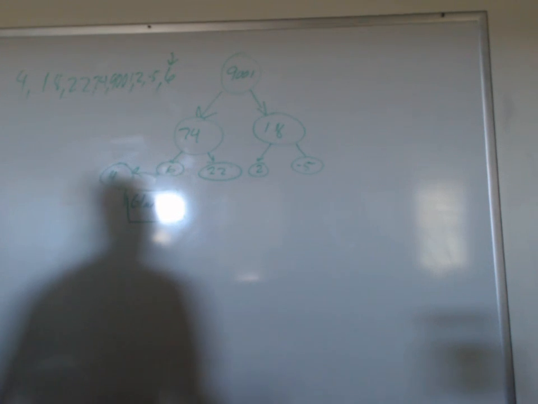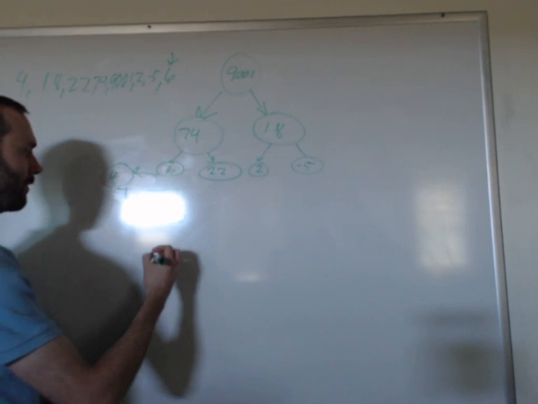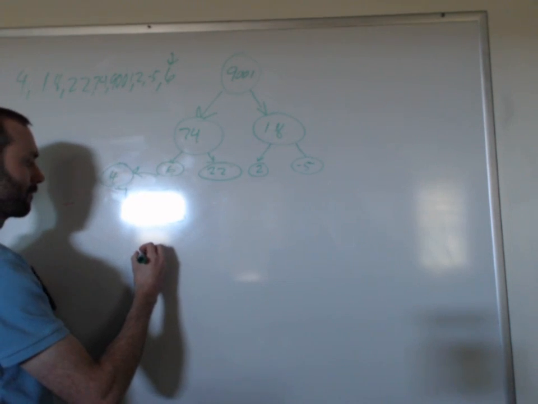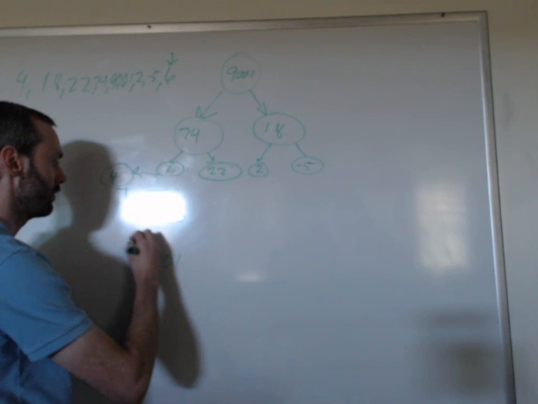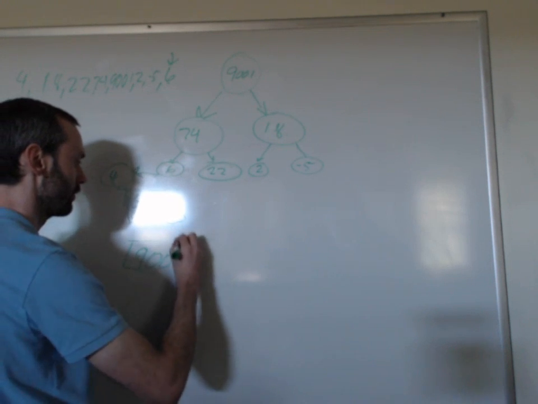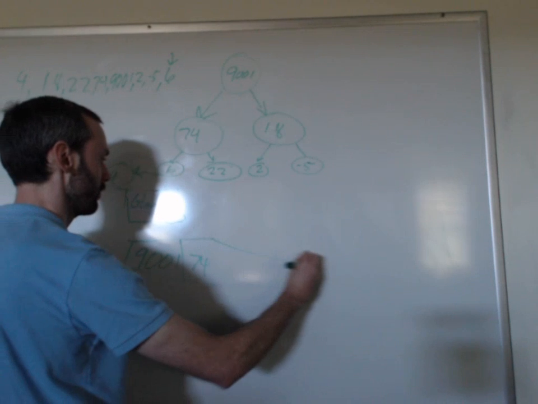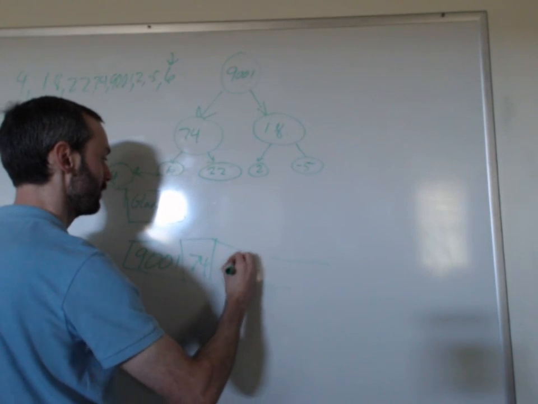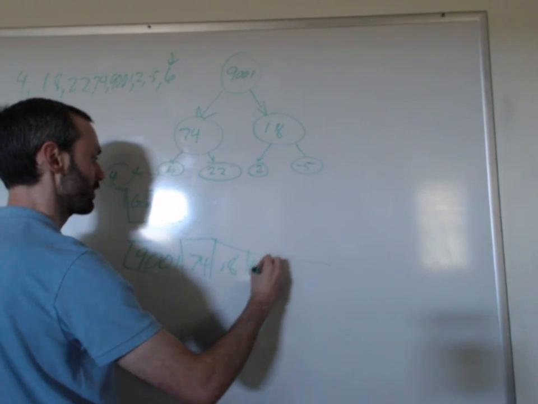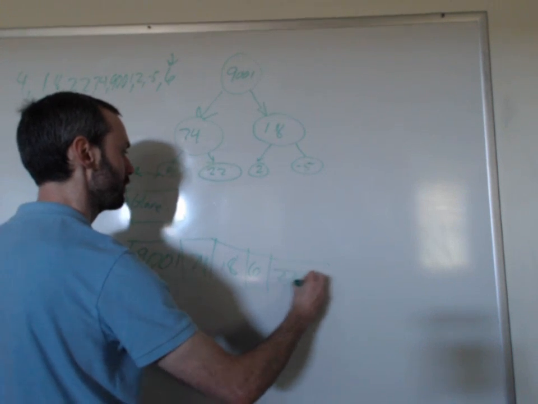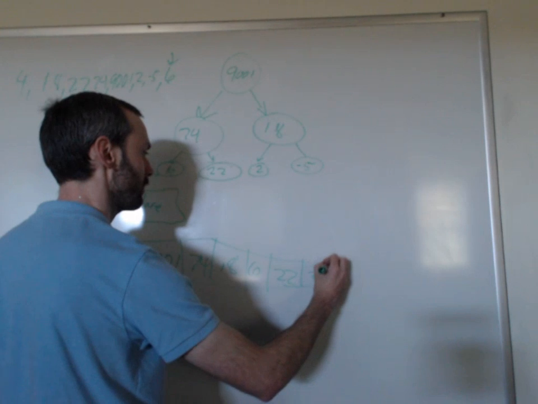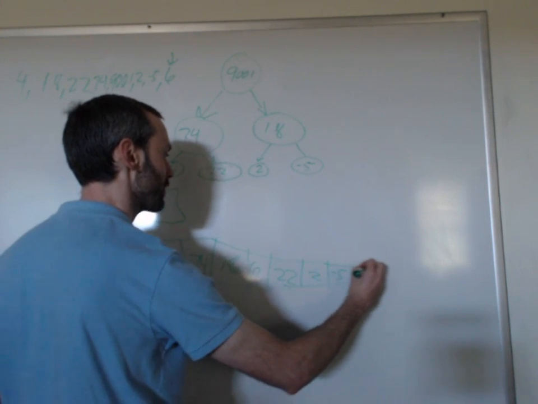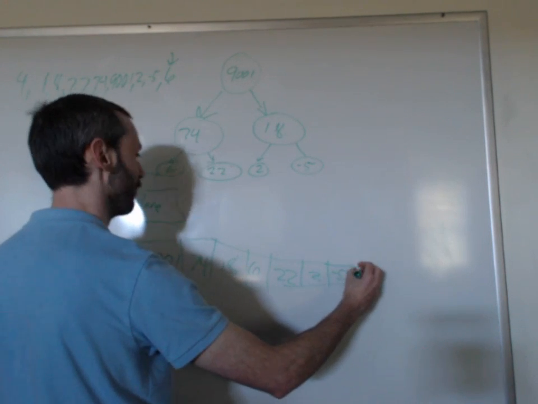All right. So, what should be the array? 9,001. 74. 18. 6. 22. 2. -5. Man, these are the worst boxes I've ever drawn in my life.